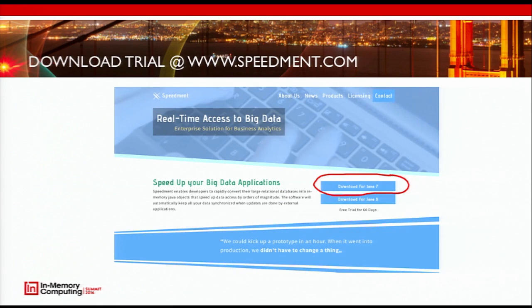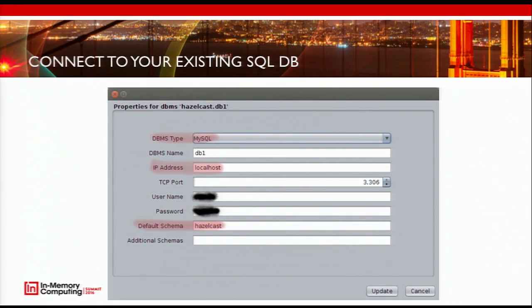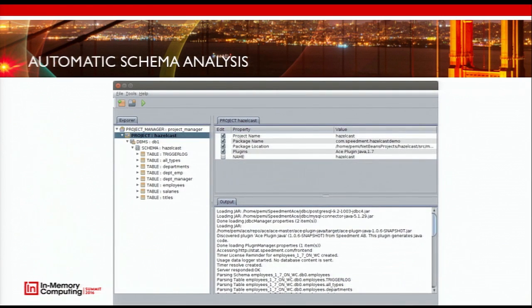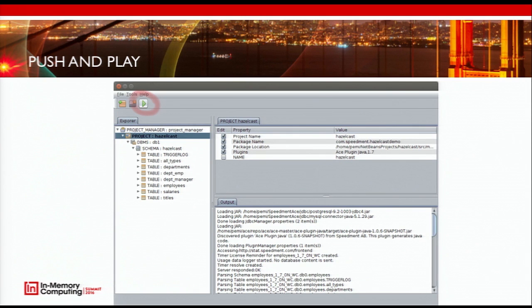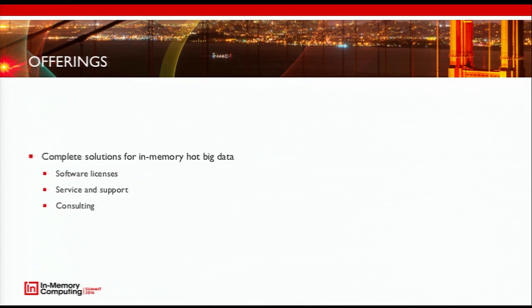You can download this. There's a free trial. Go to our homepage. What you do is you connect to a database, select the type, IP address, and schema you want. It derives the schema from it automatically. You push that button over there, and you get a lot of code, and then you're up and running. You can use it immediately. So it's very simple. This is what we offer, a complete solution for in-memory hot big data. We license our products, and we also help you make your dreams real, to get your data instantly.